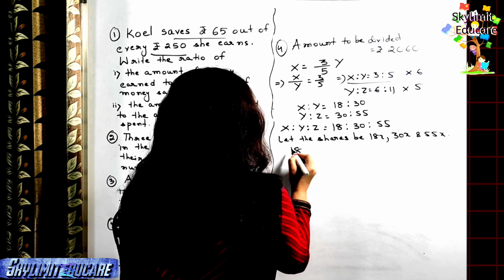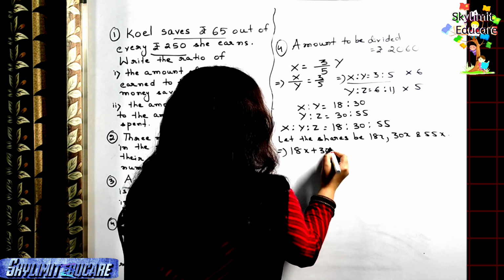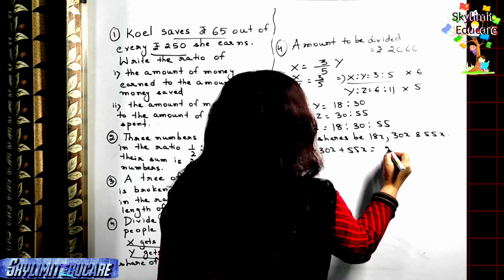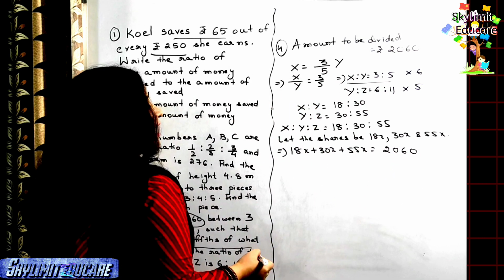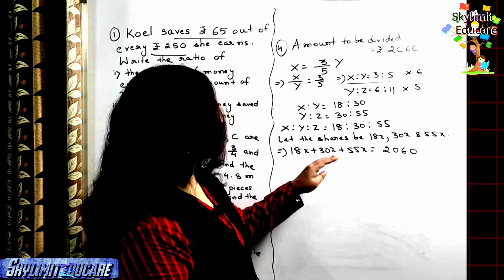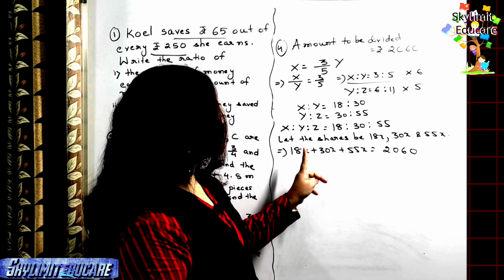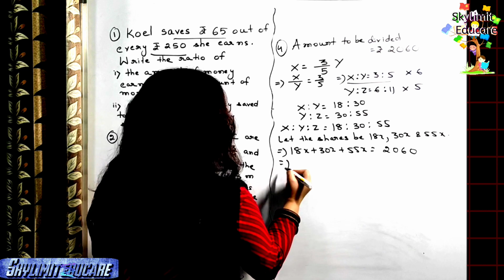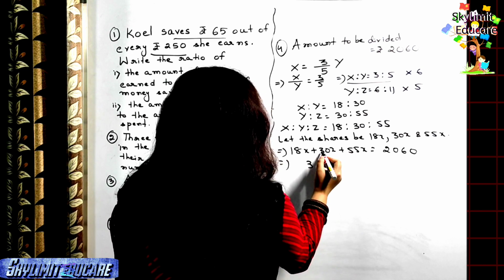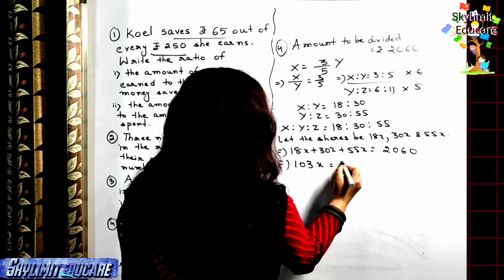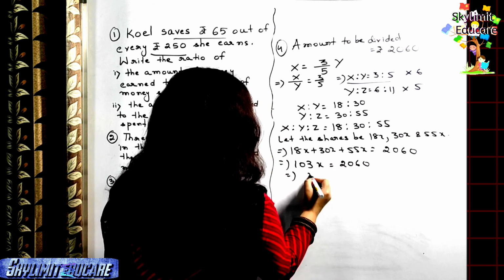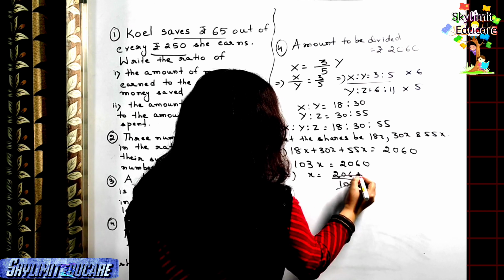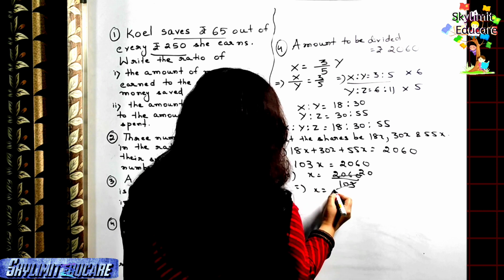Okay, so that means 18X plus 30X plus 55X all together would be equal to the total amount in rupees. That means if you add the share of each of the 3 persons, X, Y and Z, the share of X is this, the share of Y is this, and the share of Z is this, the total is 2060. So let's add it. 103X is equal to 2060. So X will be equal to 2060 by 103. So this will go 20 times. So X is equal to 20.